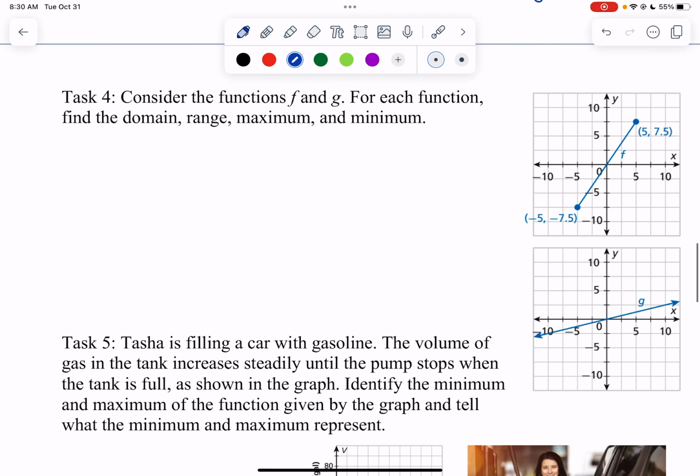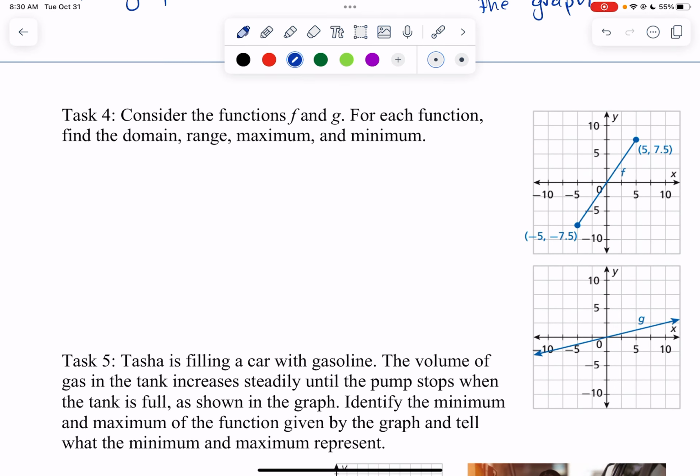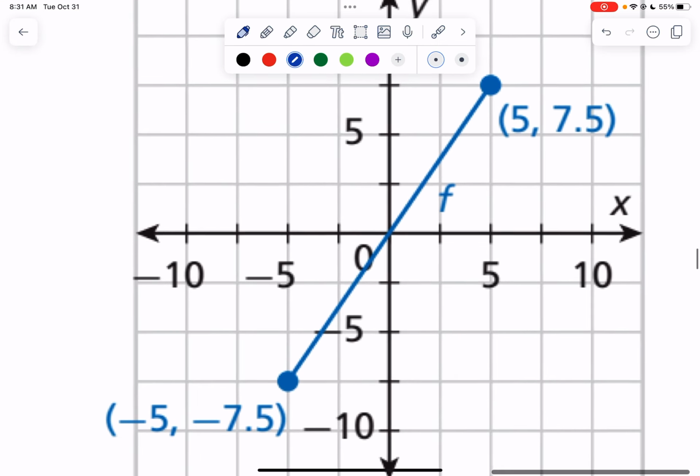So if we look at, here we're going to look at two separate functions, f and g, and we want to find the domain, the range, and then the maximum and minimum. Okay, so first let's go ahead and look here at f. First we want to find my domain. My domain is my x values, or how far left and right this graph goes.